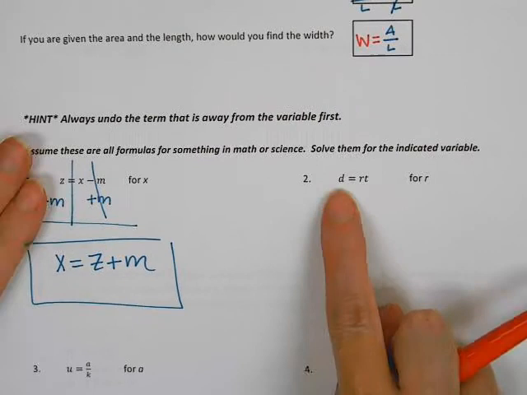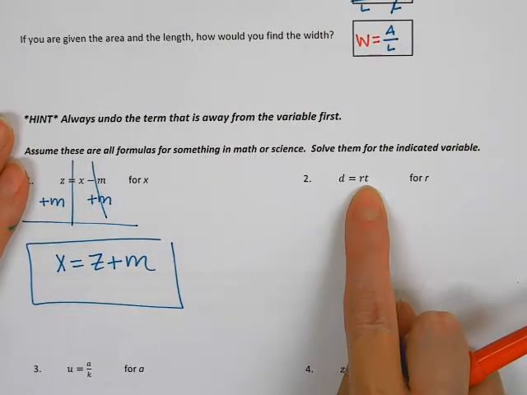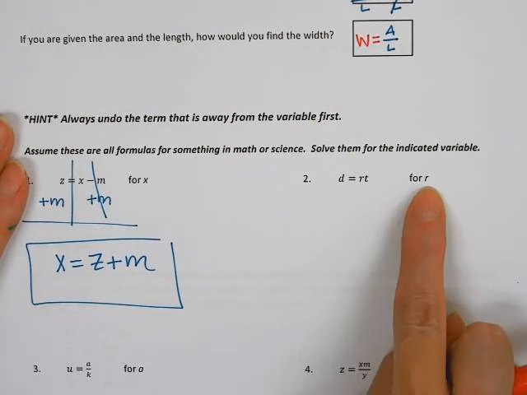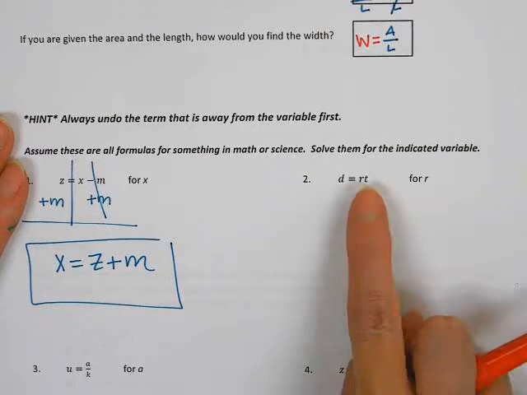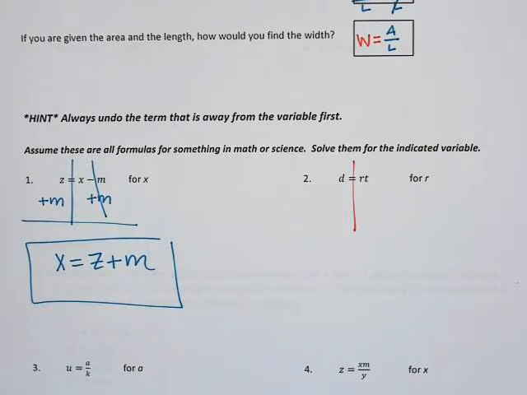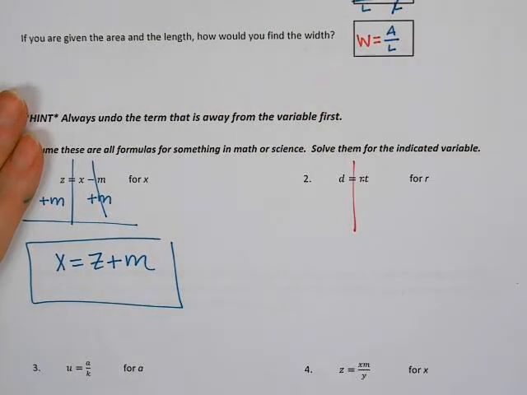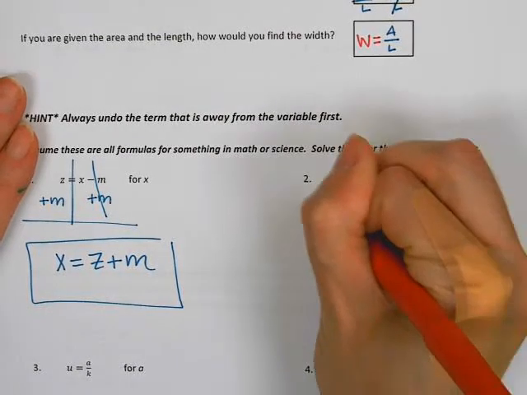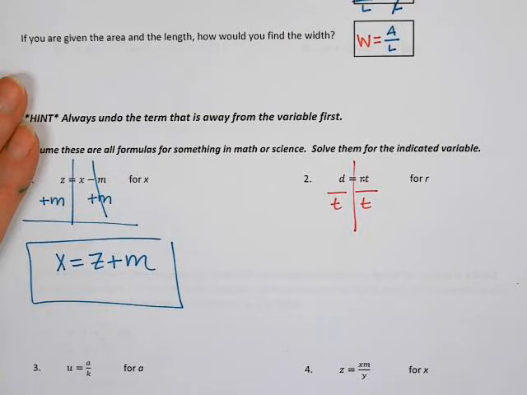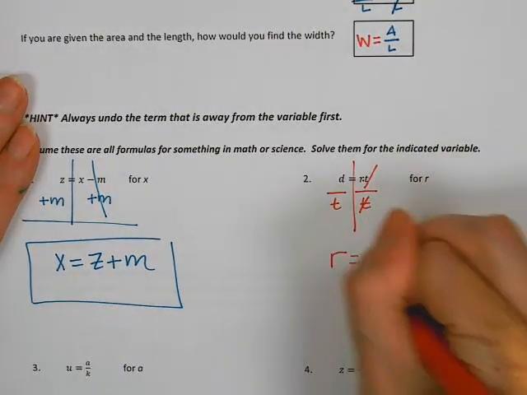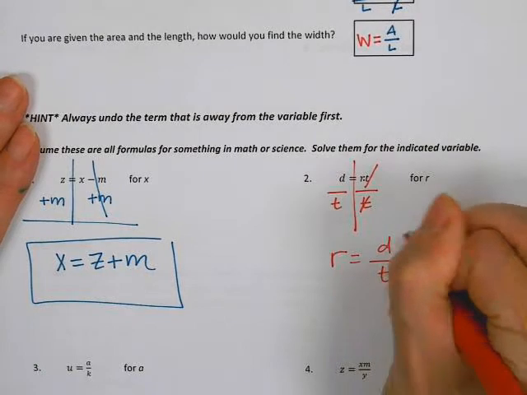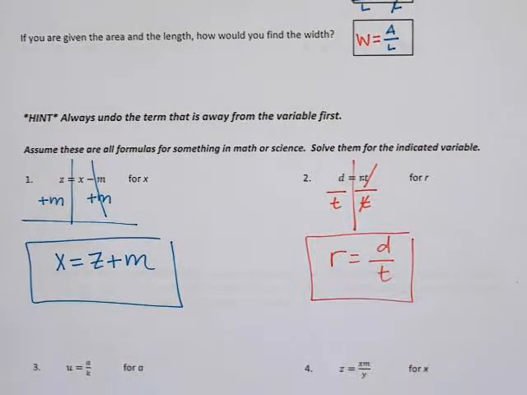All right, number 2. Distance equals rate times time. Let's say you wanted just R. What would you do? All right, so if you want to get R alone, you would say, well, how do I undo multiplying by T? And the opposite of multiplying by T is dividing both sides by T. And then these cancel, and we're good, right? R is going to be D divided by T. That's the final answer.